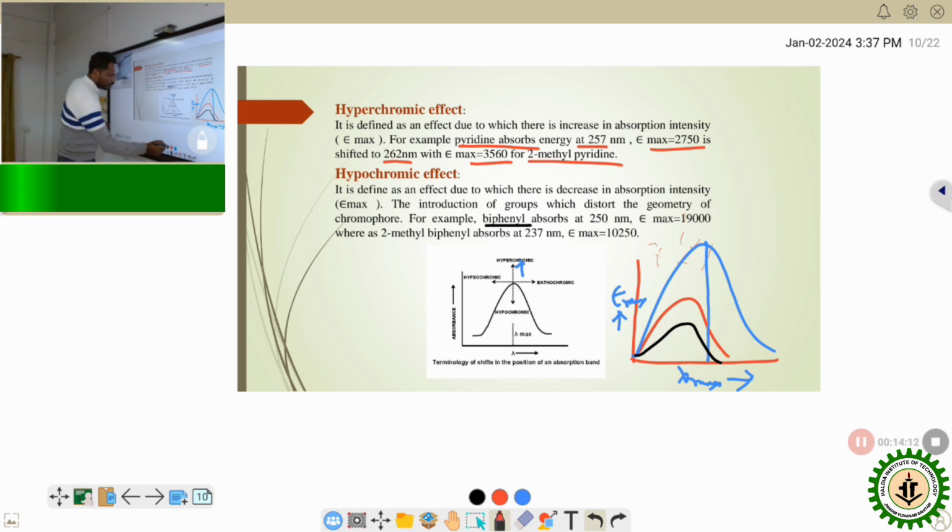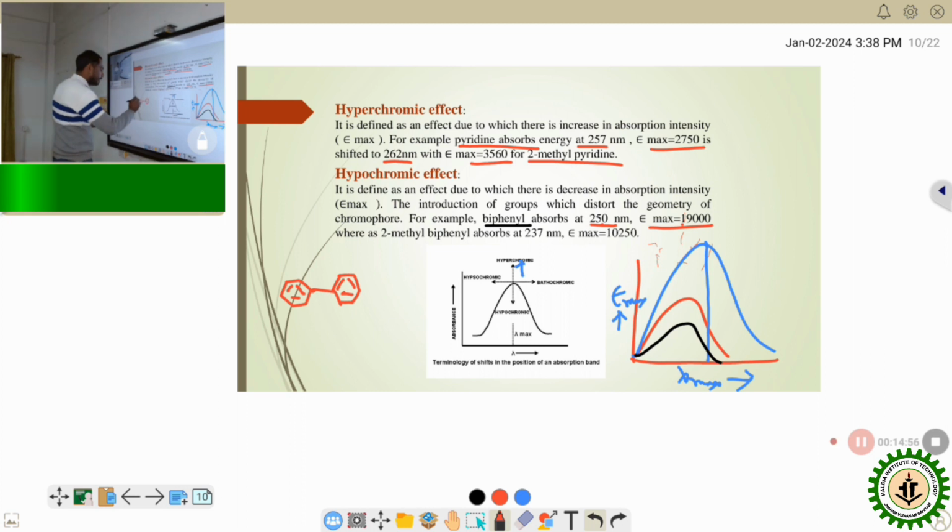Biphenyl absorbs at 250 nanometer and epsilon max is 19,000. In the biphenyl system, the two rings are planar in geometry. They remain in the same plane, so they are conjugated with each other. So it absorbs at 250 nanometer and epsilon max is 19,000.